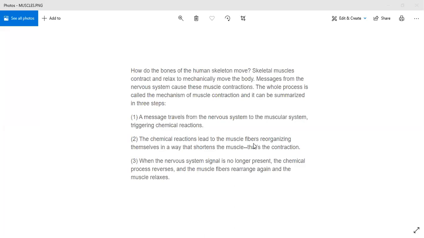Okay, bache. Read this, the chemical reaction. The chemical reaction leads to the muscle fibers reorganizing themselves in a way that shortens the muscle. That's the contraction. So that means whenever our muscles are working, the muscles become short and stiff when they have to contract, when they have to do work. Work means contraction. Okay, Samvedana?